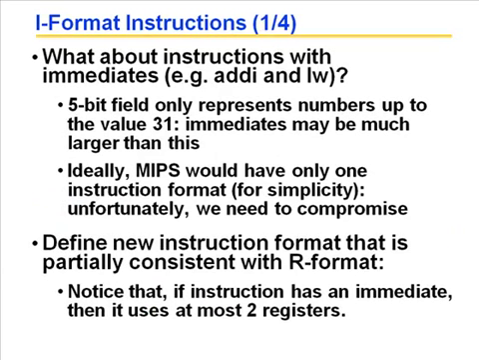So what about instructions with immediates? These, I think, are the easiest to understand. You have a 5-bit field, which represents numbers up to the value 31, so the immediates may be much larger than this. So what they did was they extended that 5-bit field so you can store more numbers. Ideally, MIPS would have one instruction format, but unfortunately you have to make compromises for these other situations. So they defined a new instruction format that is partially consistent with what we spoke about earlier.